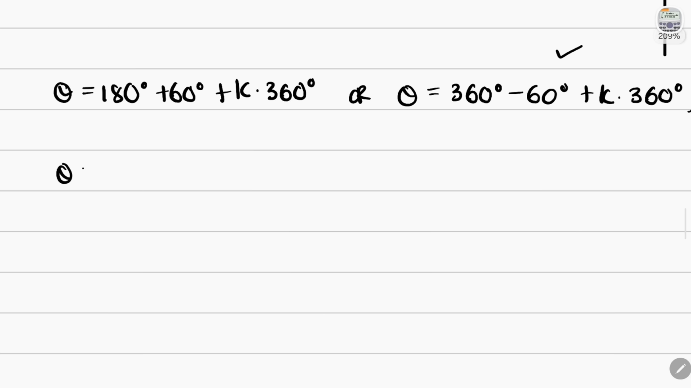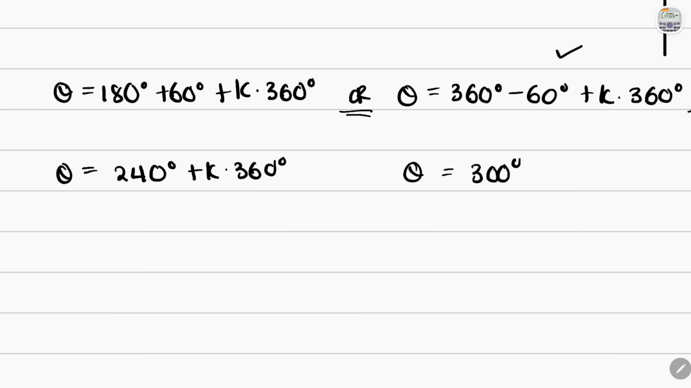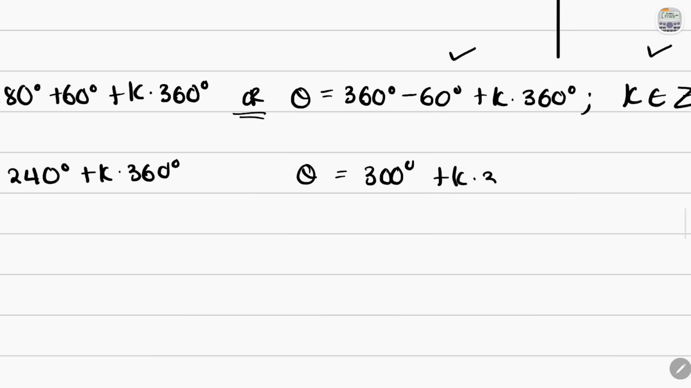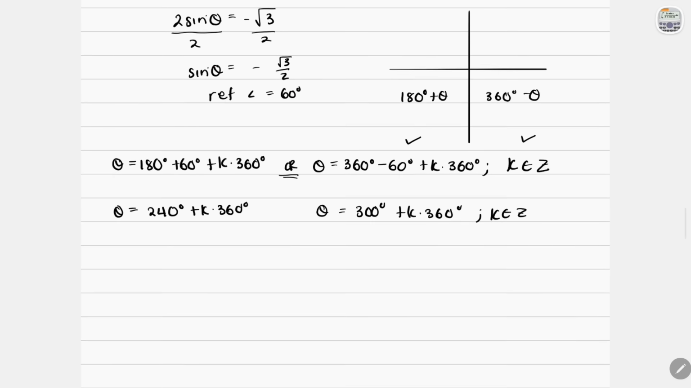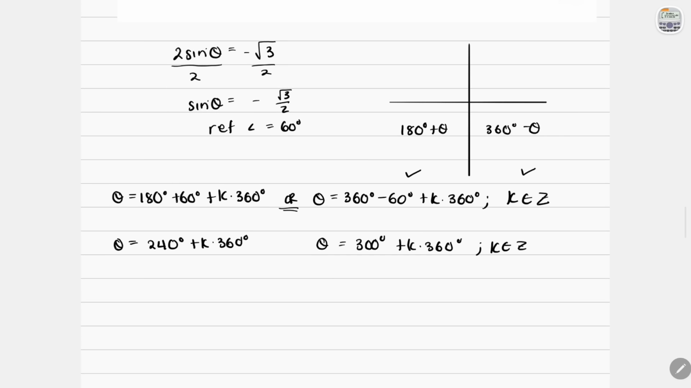Okay, so theta is finally equal to, when we add that, 240 degrees plus k times 360 degrees, or theta is equal to 300 degrees plus k times 360 degrees. And of course, you have to tell them that k is an element of the integers, but we've already said this, and it's fine to just say it once because you're just declaring it so they know what k is. And these are our answers. And that is it for question 3.